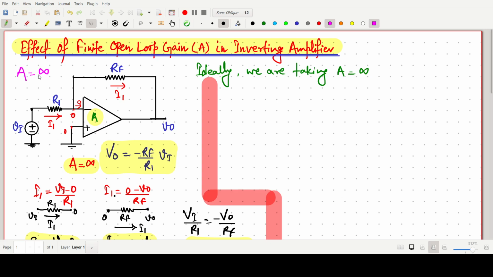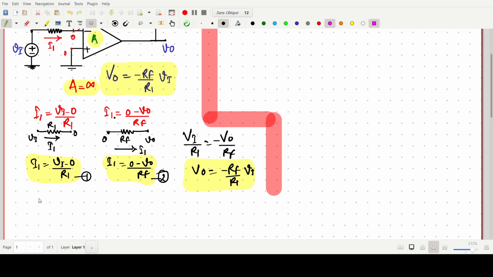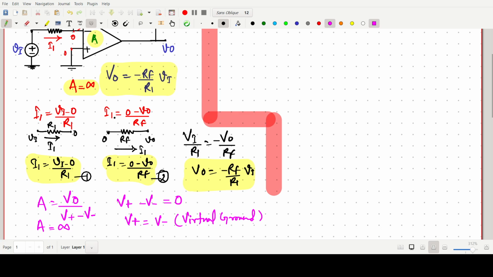We did it for the infinite case using the virtual ground concept, so this should be 0. And the virtual ground concept is very simple. The A value will be V naught by V plus minus V minus. So to make A infinity, V plus minus V minus must be 0, for infinite gain. So V plus is the same as V minus. That's why this is the concept of virtual ground, where this potential will be the same as that one.